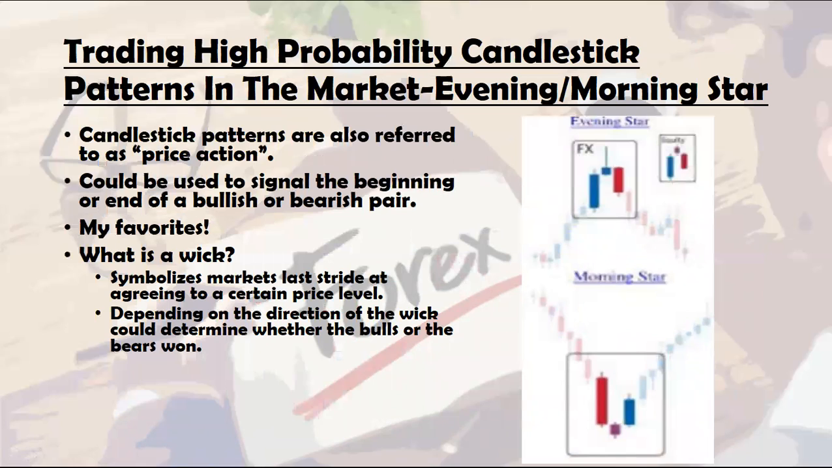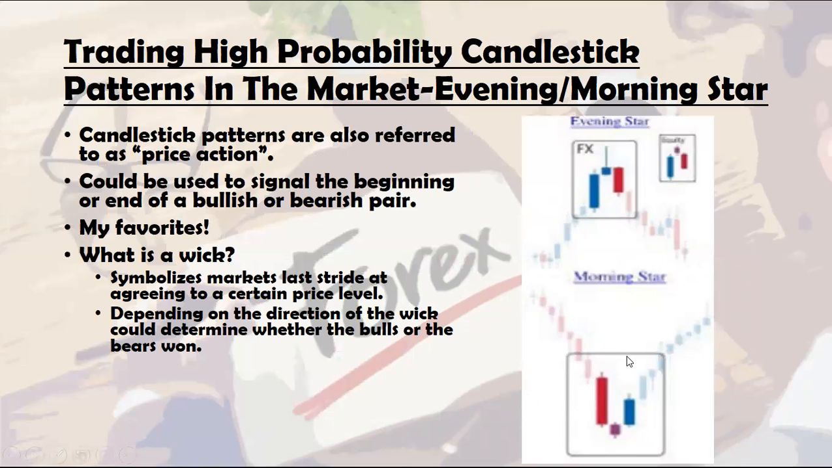Okay. So let's talk about the evening and the morning star. When you hear evening star, think the opposite of the evening star is the morning star. As usual, candlestick patterns can also be referred to as price action and can be used to signal the end or the beginning of a bullish or bearish run. As you guys can see, the evening star in particular has this long wick. The longer the wick, the better.